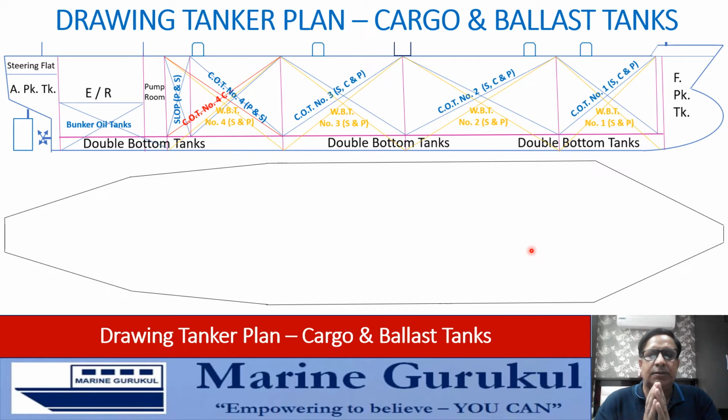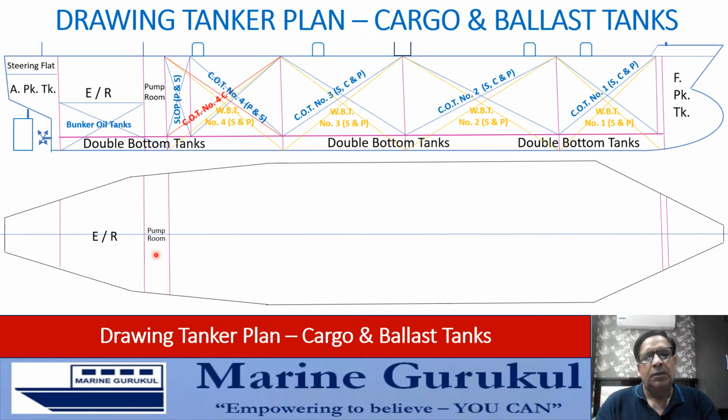Obviously on this, the primary bulkheads would be in the same line as the bulkheads in the profile view. So here we have the collision bulkhead, then we have the cofferdam, we have the after peak bulkhead, we have the engine room space, then we have another bulkhead encompassing the pump room, we have the cargo pump room of the ship here.